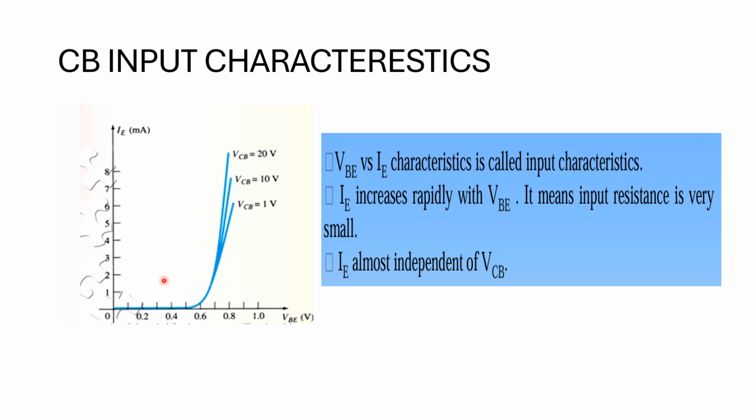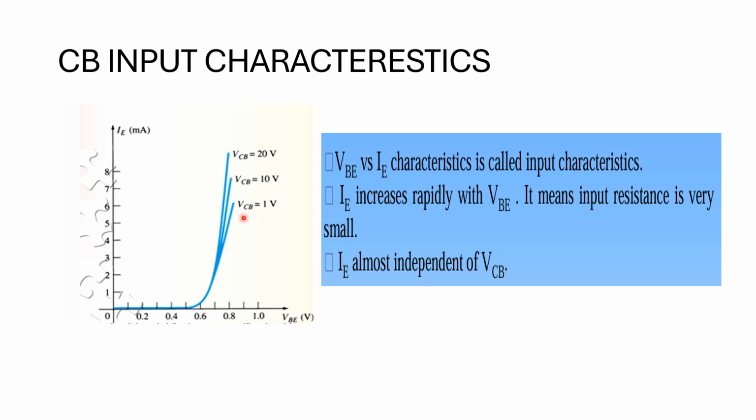See here, input characteristics, the graph drawn between VBE and IE. VBE in volts is the input voltage, the applied voltage, and the current is the emitter current, heavily doped, so in milliamperes. IE increases rapidly with VBE. That means the resistance is very small because the input junction is forward biased, the emitter base junction is like a PN junction diode in forward bias. If the applied voltage is greater than the barrier potential, the cut-in voltage, germanium 0.3, silicon 0.7, then the conduction starts.